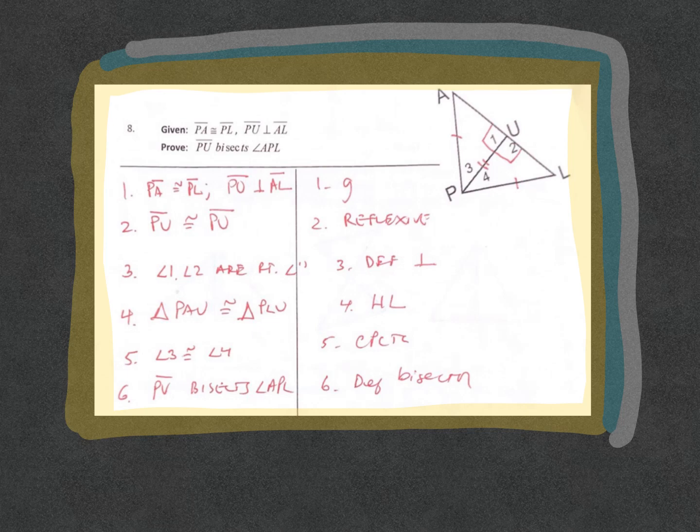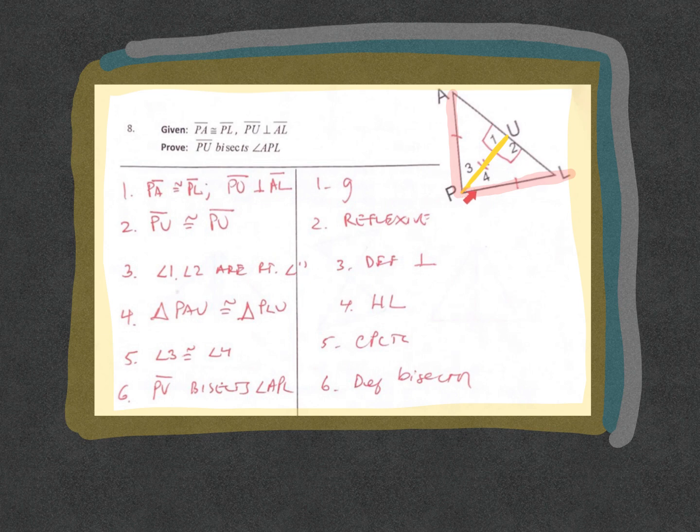All right, on the pink worksheet, question number 8. We are asked to prove that segment PU bisects angle APL. First things first, let's make sure we can see segment PU. And let's see that it's bisecting angle APL. Where's angle APL? Angle APL is right here, from the A to the P to the L. So how will we prove that this yellow segment PU is bisecting this pink angle APL?